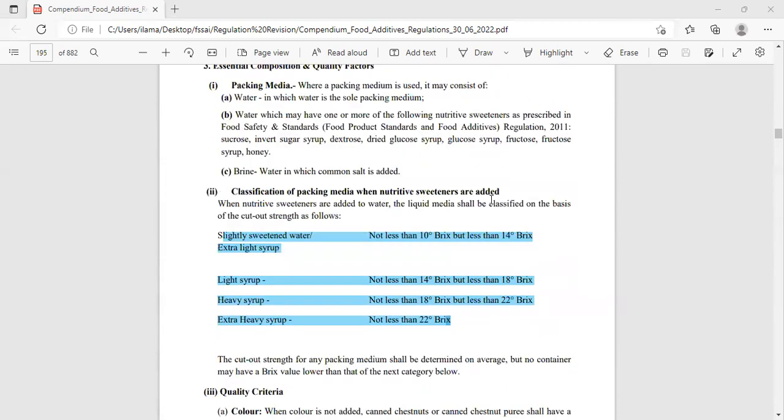Then here, based upon the types of nutritive sweetener we are adding, syrups are classified as slightly sweetened or extra light syrup, heavy syrup, extra heavy syrup. Just go through what is the Brix value. It's starting from 10 to 14 Brix up to 22 Brix.